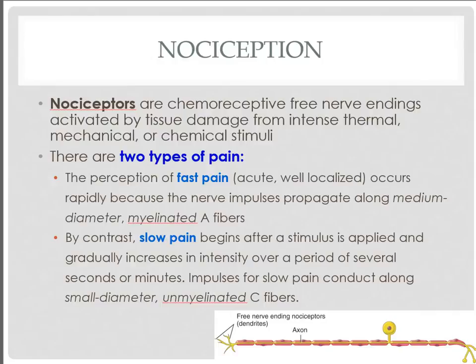Now, pain information travels through these nociceptors, which have been identified much later on. And when we look at these nerve endings in nociceptors, they are chemoreceptive, meaning they respond to particular chemicals as a result of tissue damage, whether it may be thermal, mechanical, or chemical stimuli that result in that pain.